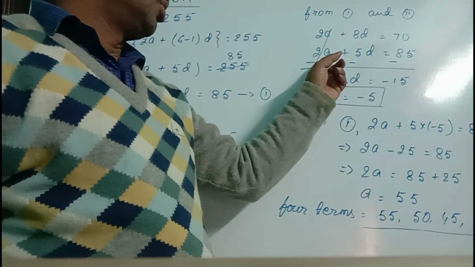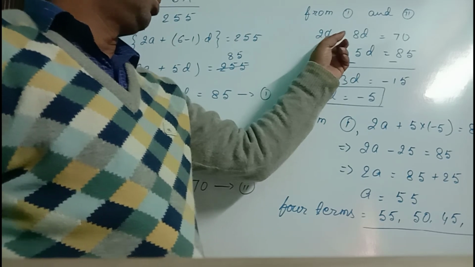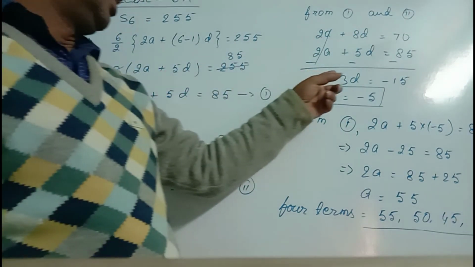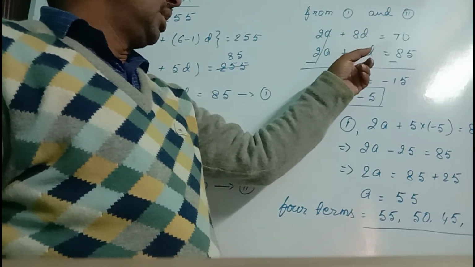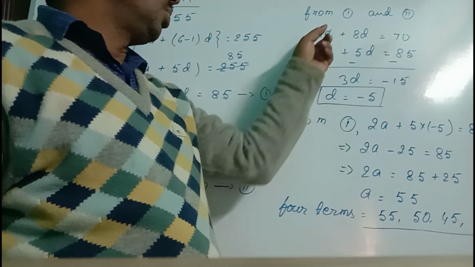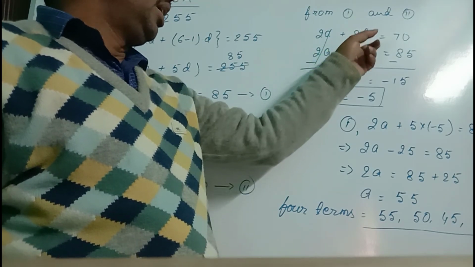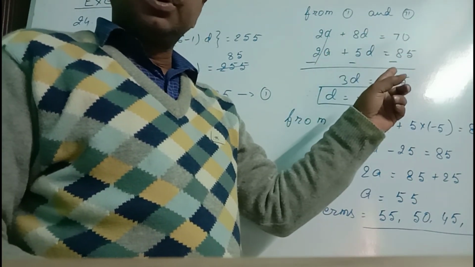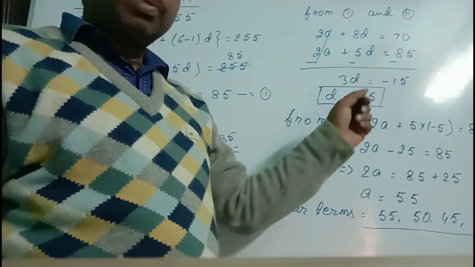I have subtracted equation number 1 from equation number 2. So 2a plus 8d equal to 70, and this I have subtracted, so plus minus, 2a cancelled, 8d minus 5d equal to 3d, and on this side 70 minus 85 equal to minus 15. So d equal to minus 5.